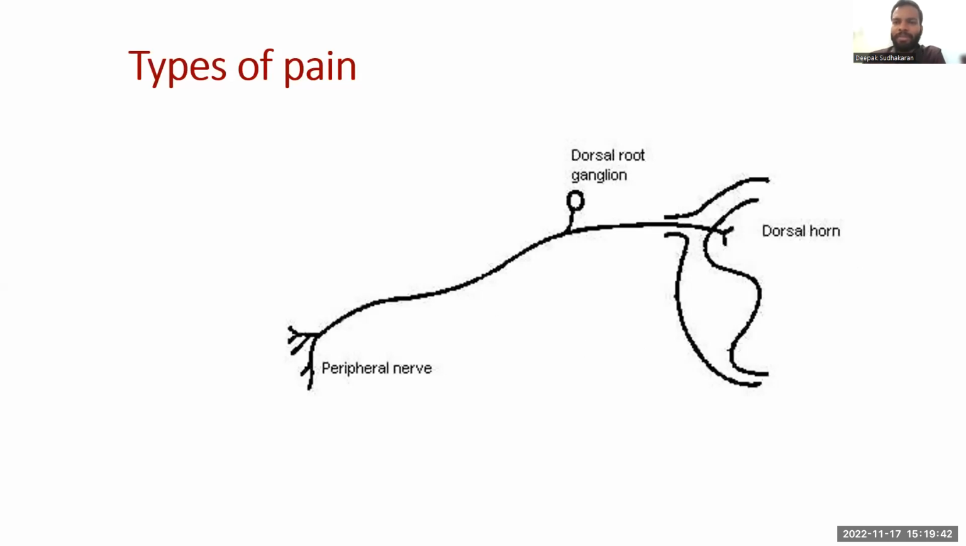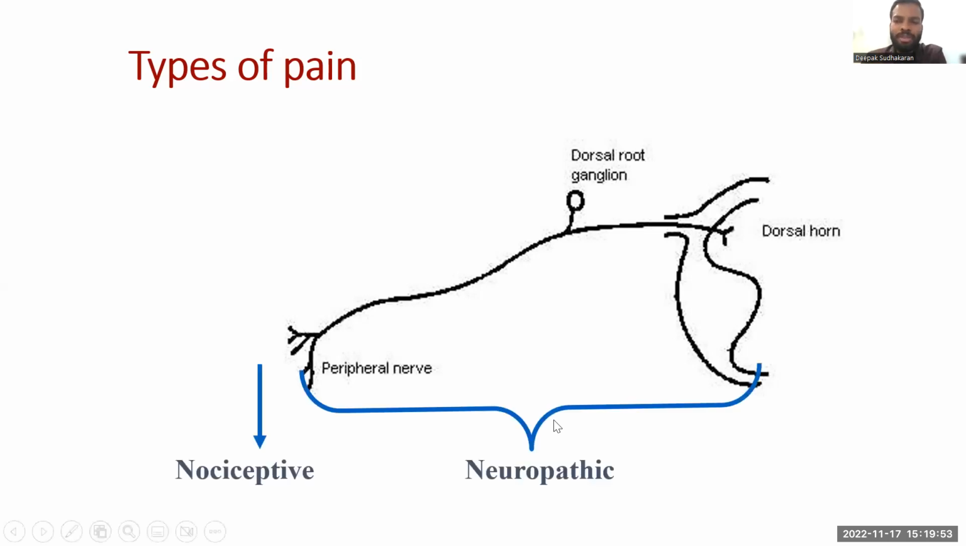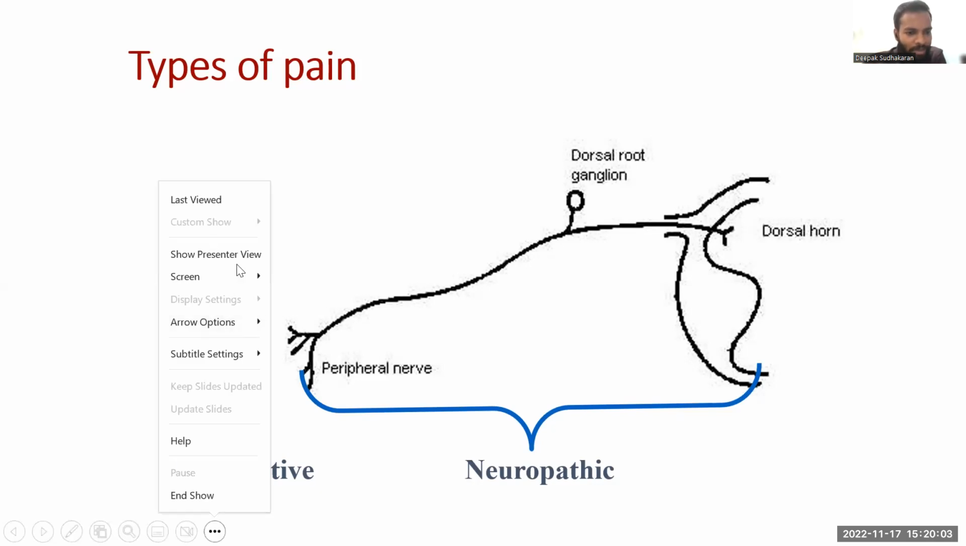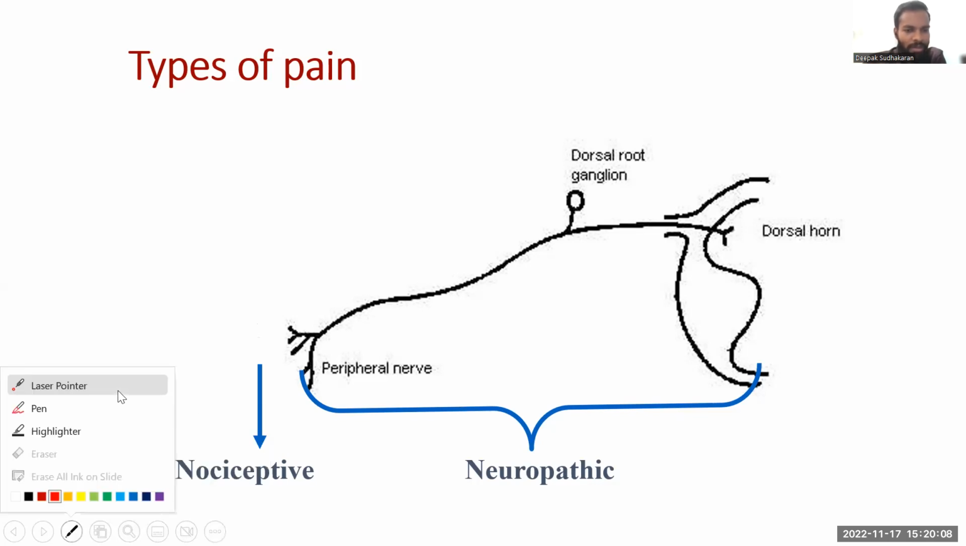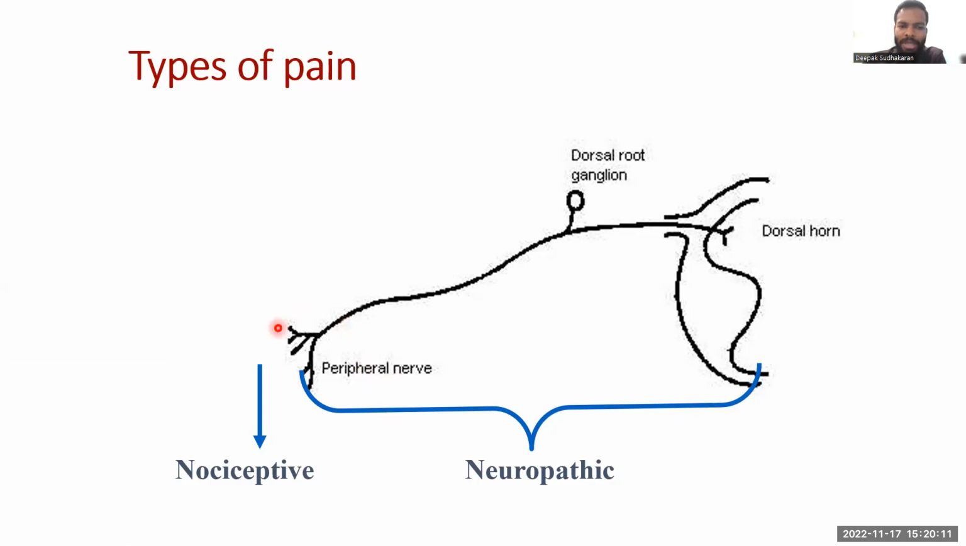So what are the types of pain? Again, I told you there is a peripheral nerve which comes to the peripheries of your body, and there is a connection to the central nervous system, that is to the spinal cord and then to the brain. So any stimulus which happens at the nociceptive level, let me just try getting the laser. Yeah. So anything which is happening at the peripheral level, any stimulus coming from here, is called a nociceptive stimulus or nociceptive pain.